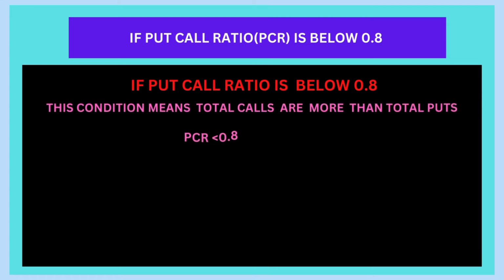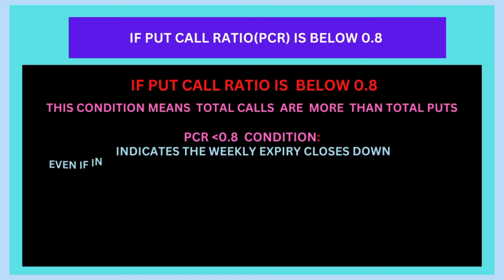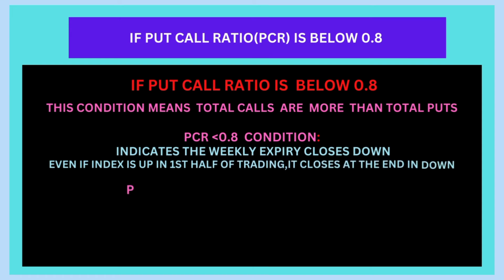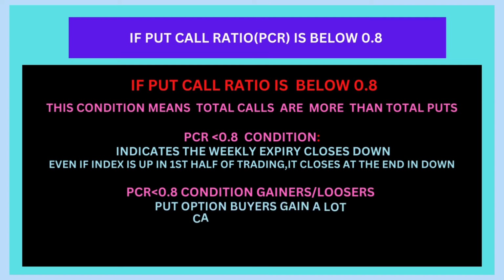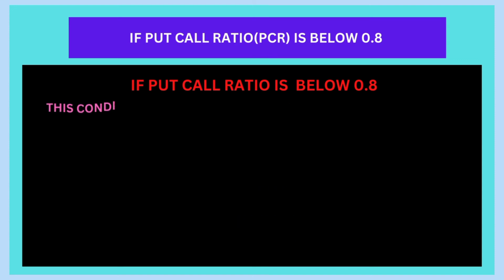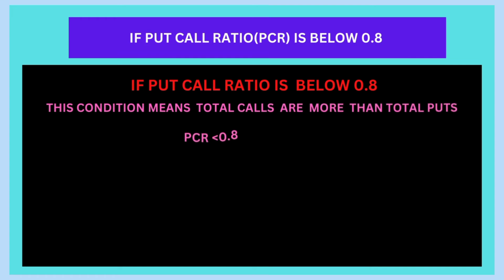Now let us come to the call side, if calls are more. If the put call ratio is below 0.8, that means here the calls are more than puts. In this condition, it indicates weekly expiry of down. Even if the index is up for the first half of the day, at the end it will come down. So this will be a condition where put option buyers gain a lot and call sellers will gain, put sellers will lose, in this condition of 0.8.